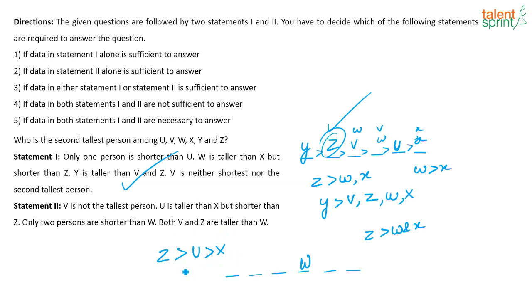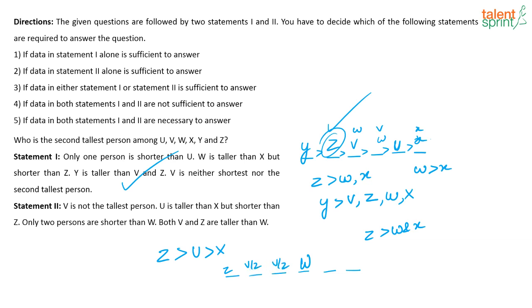Both V and Z are taller than W. So V and Z will come somewhere here. I don't know where. V and Z can come in any of these three places, and you know Z is greater than U, U is greater than X. Again, it is given V is not the tallest person, so V cannot come there. Z can come in any of these three places. See, both V and Z are taller than W, so Z can come in any of these three places. V can come in any of these two places.